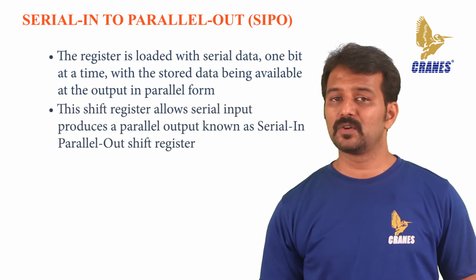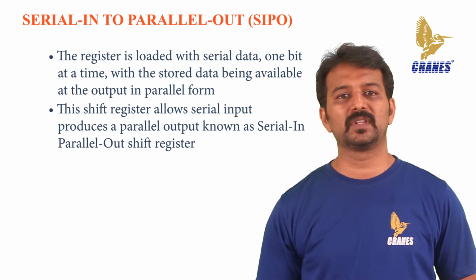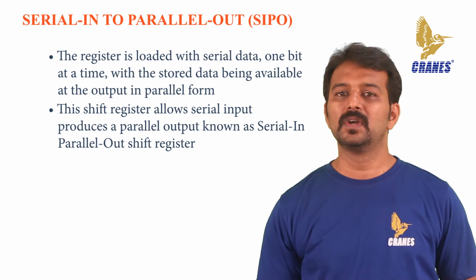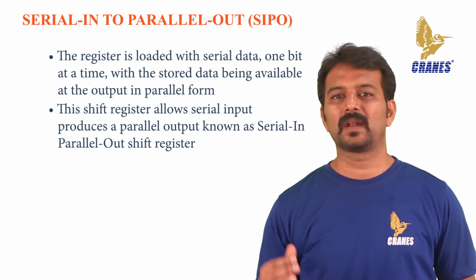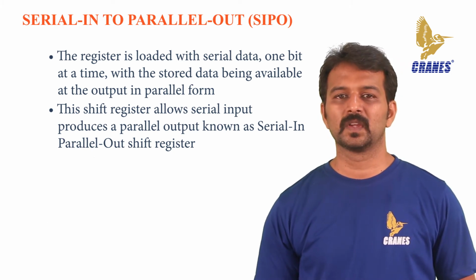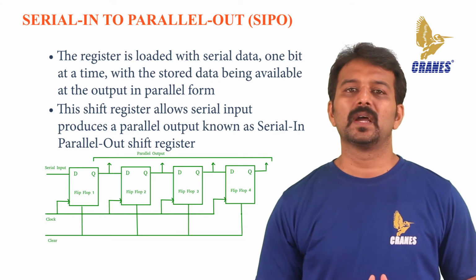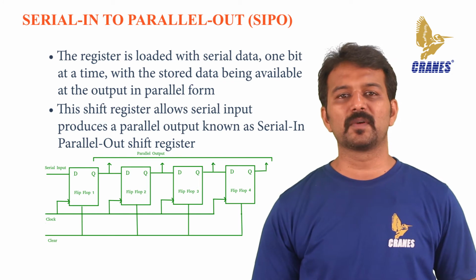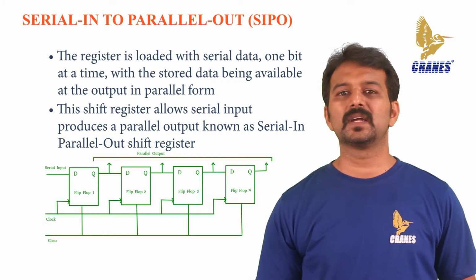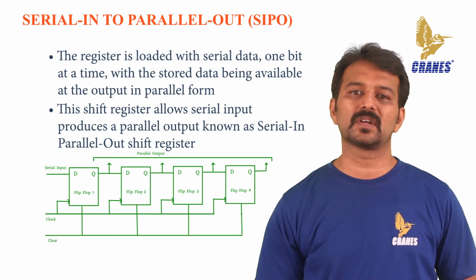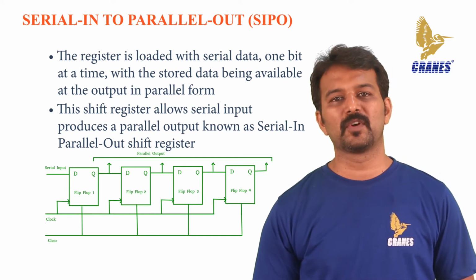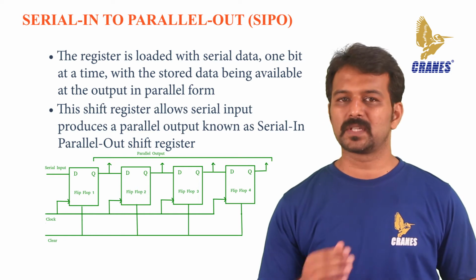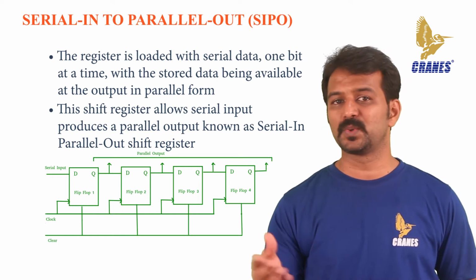This shift register allows serial input, that is one bit after the other through a single data line, and produces a parallel output, known as a serial in, parallel out shift register. The logic circuit shows a serial in, parallel out shift register. The circuit consists of 4 D flip-flops. The clear signal is connected in addition to the clock signal to all the 4 flip-flops in order to reset them. The output of the first flip-flop is connected to the input of the next flip-flop, and so on.